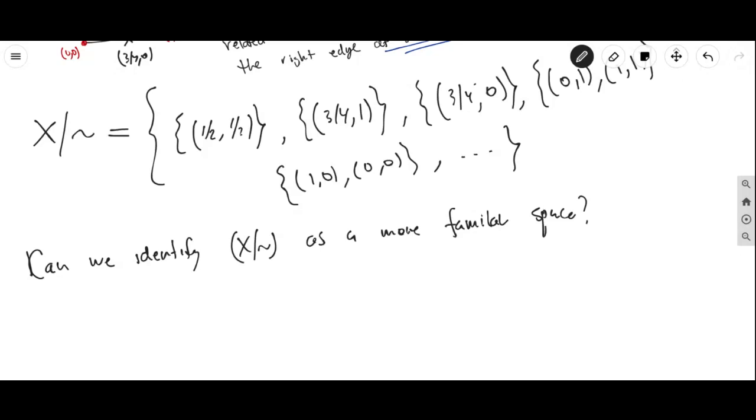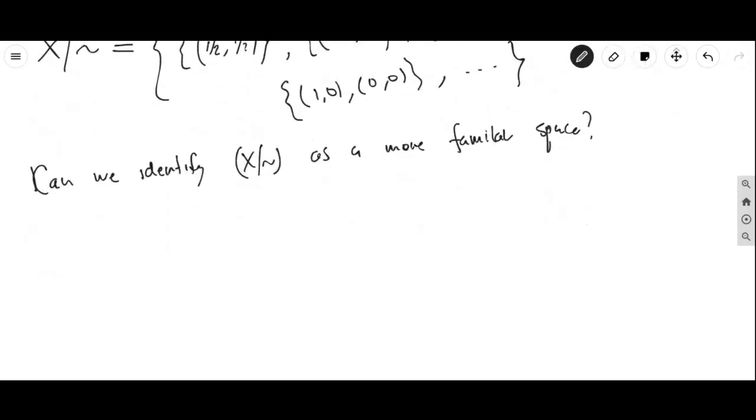Sometimes these spaces can be very, very abstract, and then there's no way to visualize it as something simpler. That's not always possible. Sometimes it is, and if it is, then we take advantage of that. But that's not always the case. So can we see this as a more familiar space?